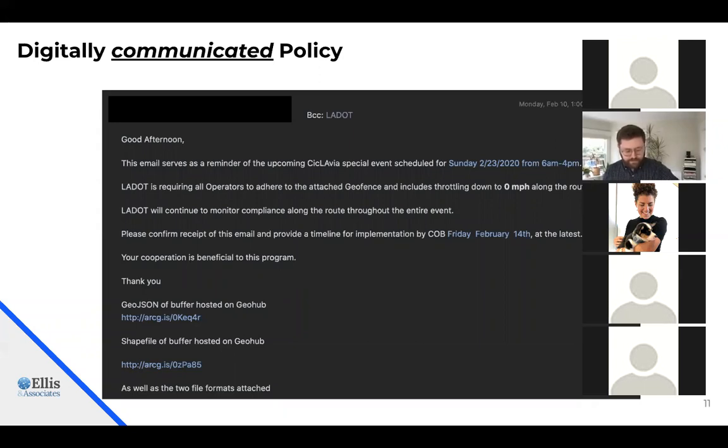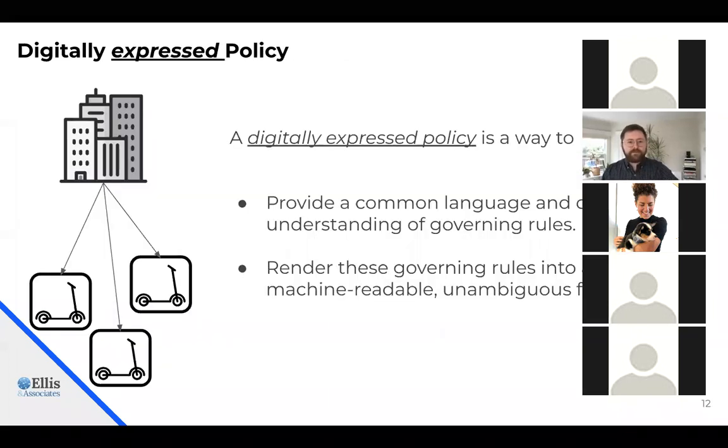We all use email. This is an example of an email that came from DOT, with the names redacted. It was an outward expression to regulated entities, and it just used plain English to express the desires of the city. In this case, digitally expressed policy is different.